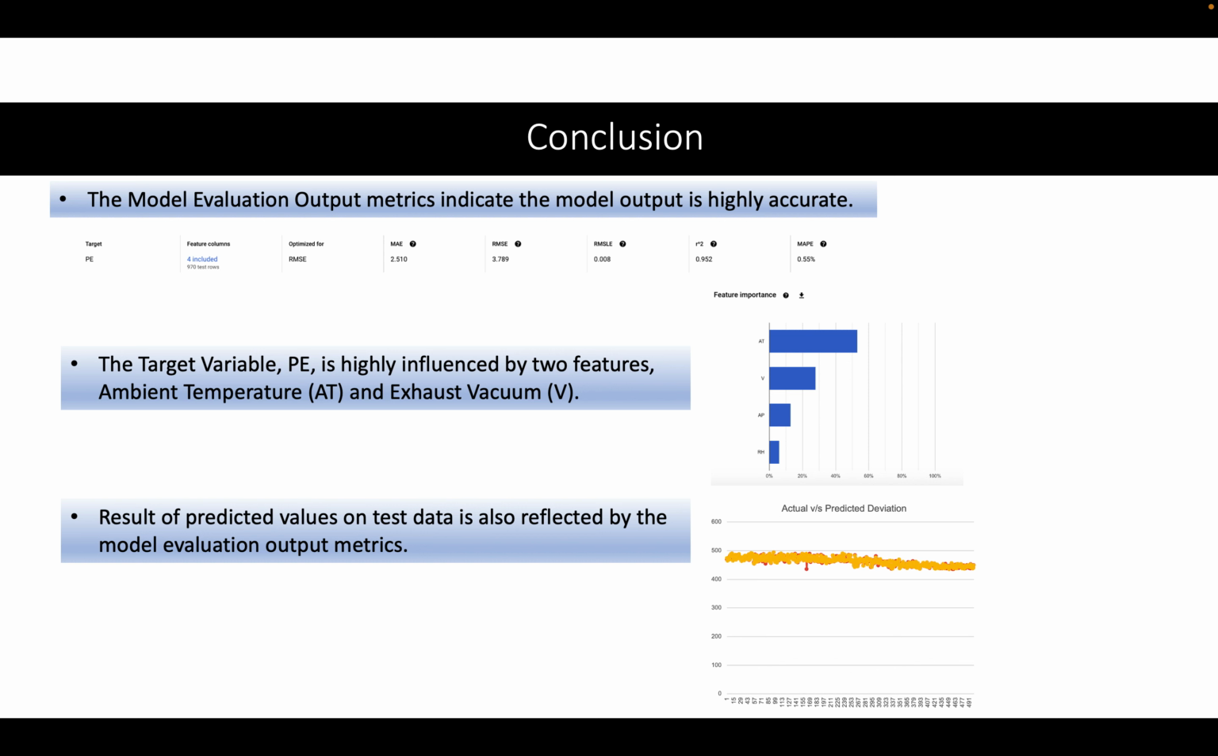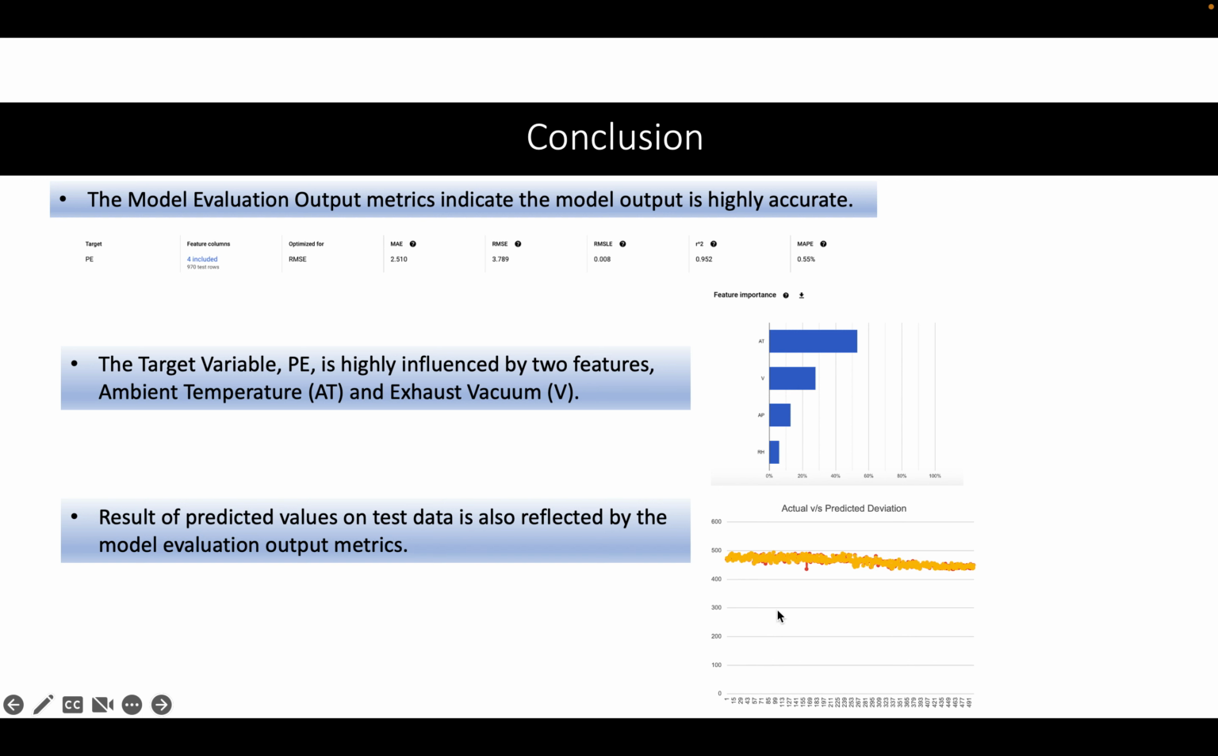Coming to the conclusion, as I've already discussed, the model evaluation output metrics indicate the model is highly accurate. As we can see, the R squared is coming as 0.952, which is very close to 1. The two most impacting features were the ambient temperature and exhaust vacuum for the electrical energy output, that is PE, which was our target variable. You can see this from the feature importance graph that was generated by Google AutoML.